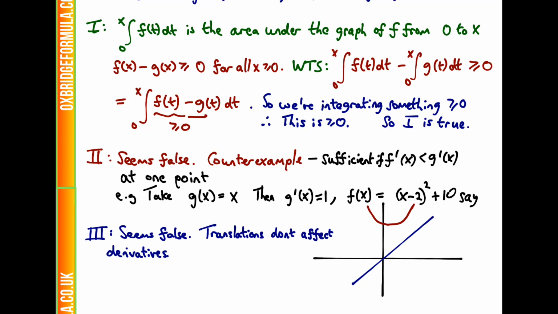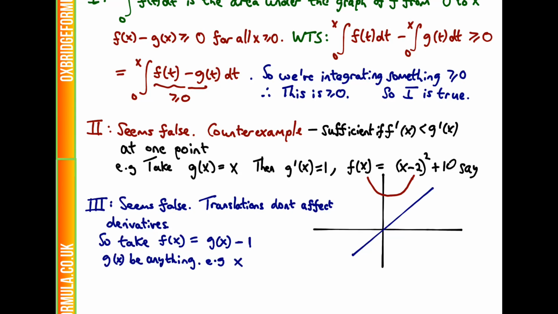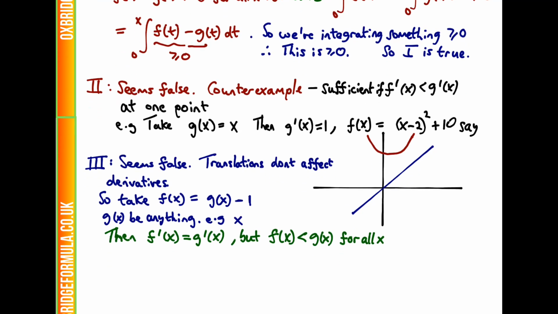Well, we could just take f of x is equal to g of x minus 1. So the derivative of f is going to be equal to the derivative of g for all x. But f of x is just going to be g of x translated below by 1. So f of x is going to be strictly less than g of x for all x. So this is a valid counterexample. So statement 3 is false, which means that the answer is B.